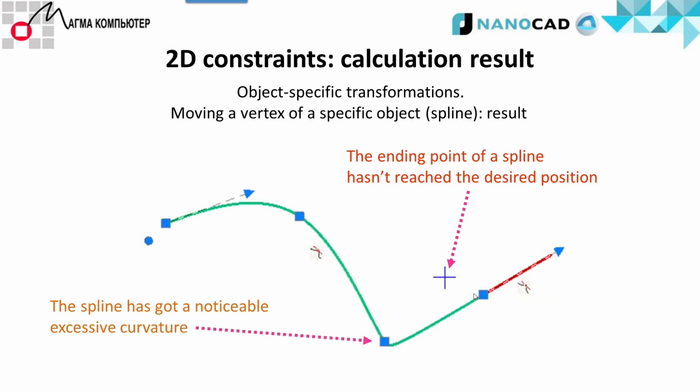For an unknown reason, the solver has rejected the target position and has calculated the system for another point, this one. Additionally, the spline got a noticeable excessive curvature, though all constraints here are in a solved state. I guess there is a bug in the C3D modules for the solver, and this is an issue for further exploration.